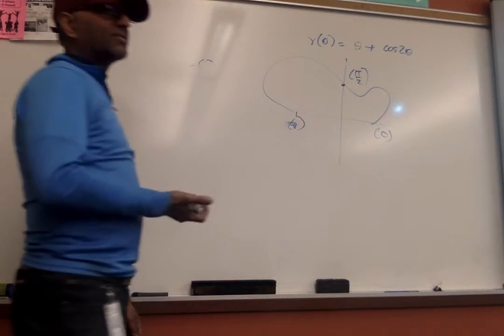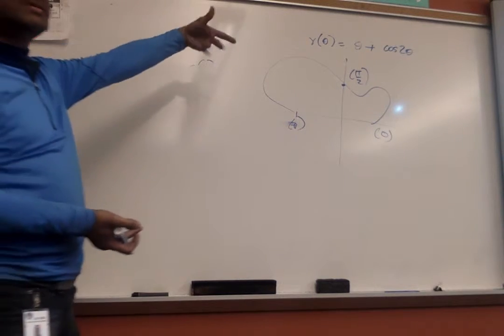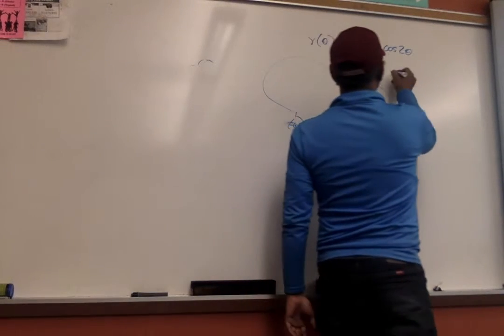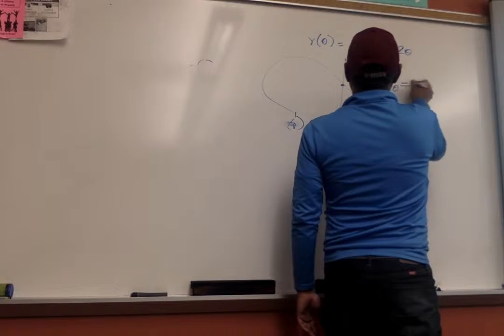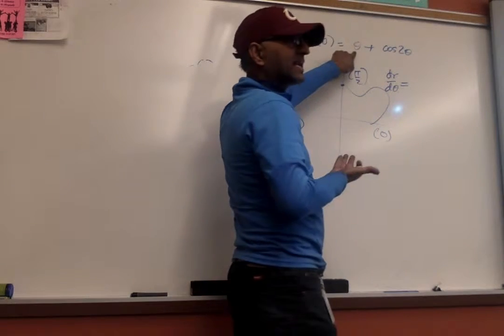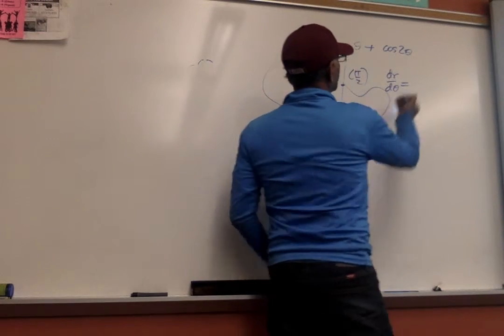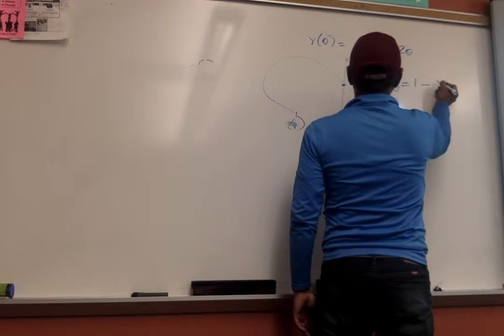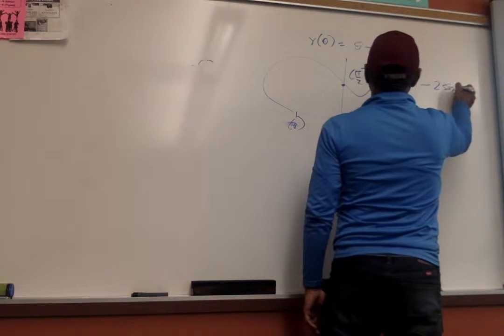So do I just need to find dr over d theta? Is that r? Can we just take the derivative? So dr over d theta. Don't get alarmed by the theta. Theta is like an x. So what is the derivative? 1 minus sine 2 theta.